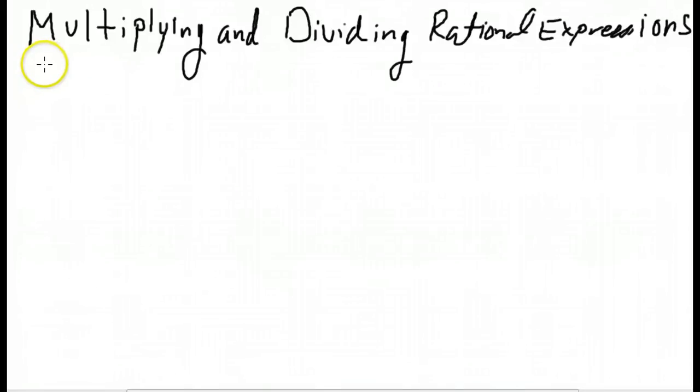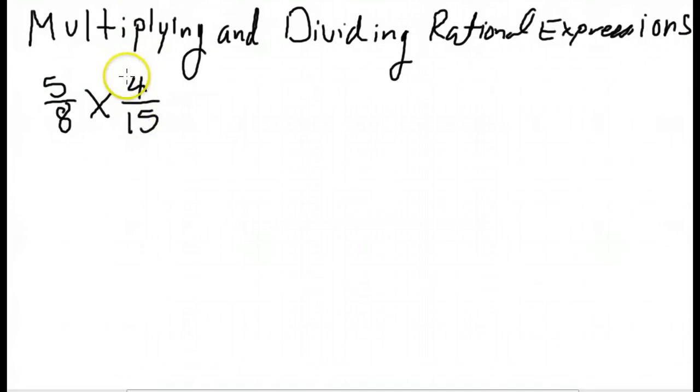Multiplying and dividing rational expressions. Okay, let's start with something simple, basically two fractions, but fractions are also just rational expressions. So what if we had 5/8 times 4/15? Well, let me show you formally and then sort of more informally.